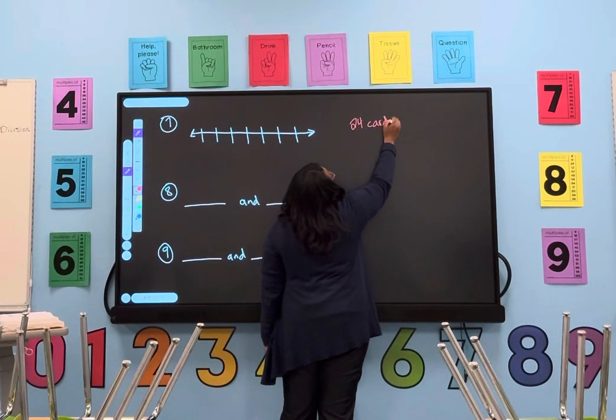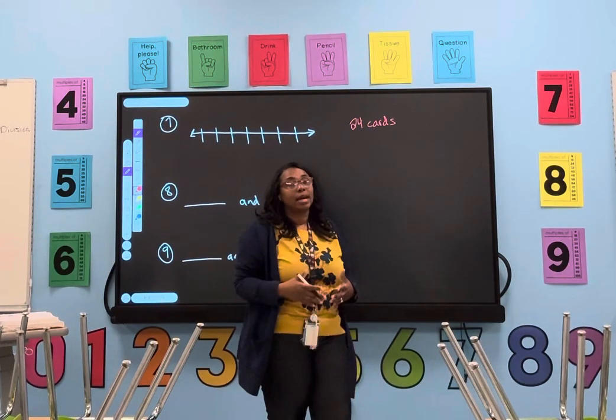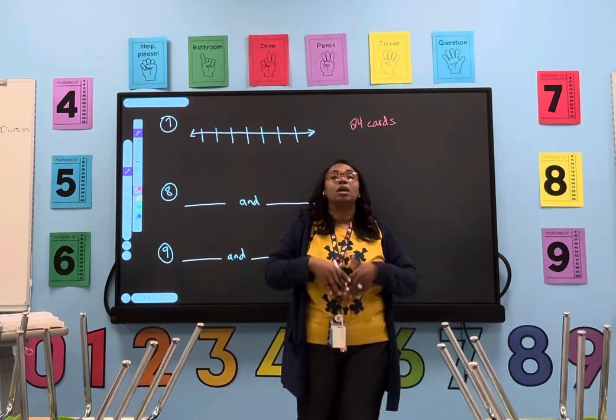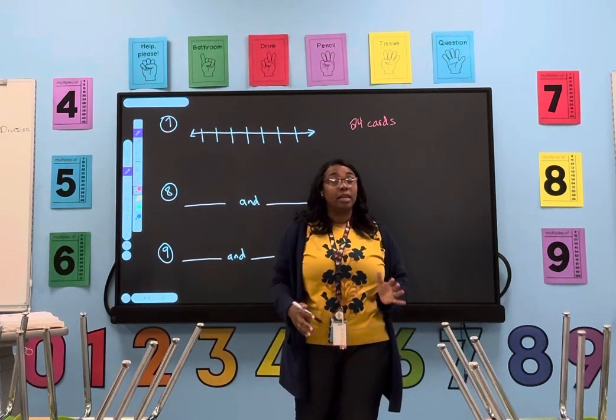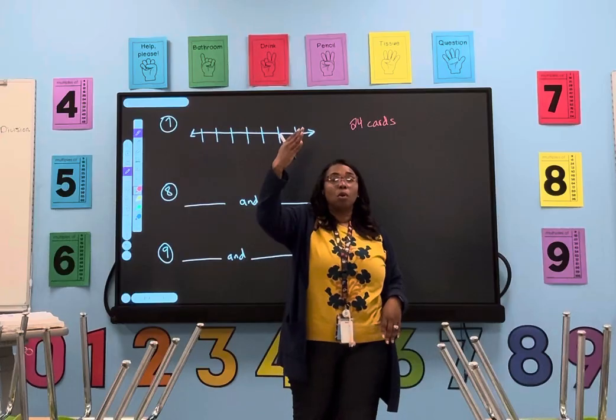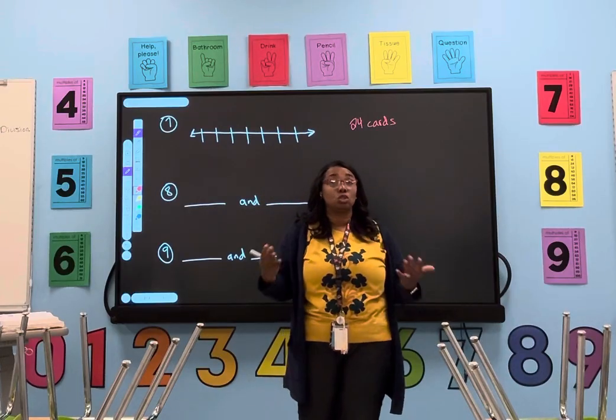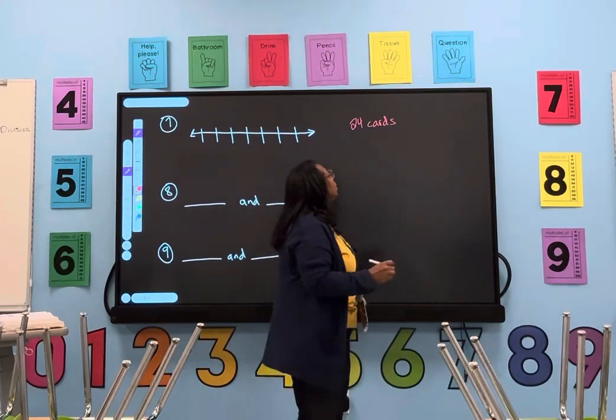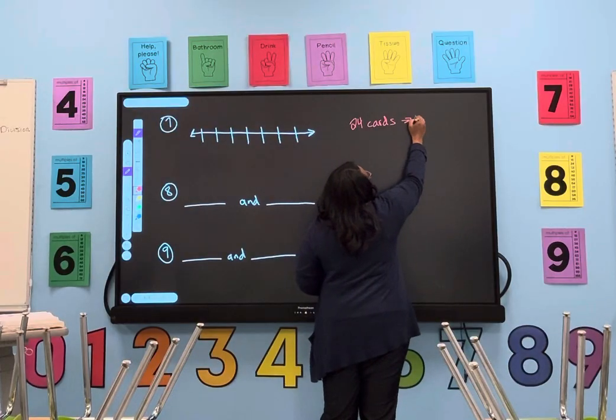That's important. And that 24 cards sounds like a total because that's the amount he has. He doesn't have any less, he doesn't have any more. He has 24. That's his total amount of cards. So I'm going to label this as my total.